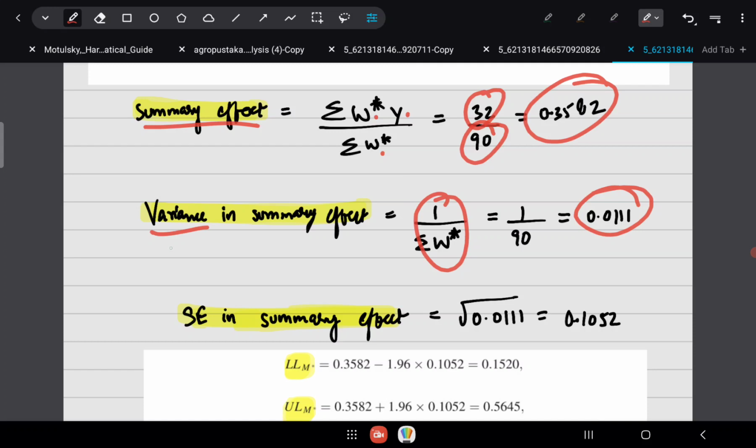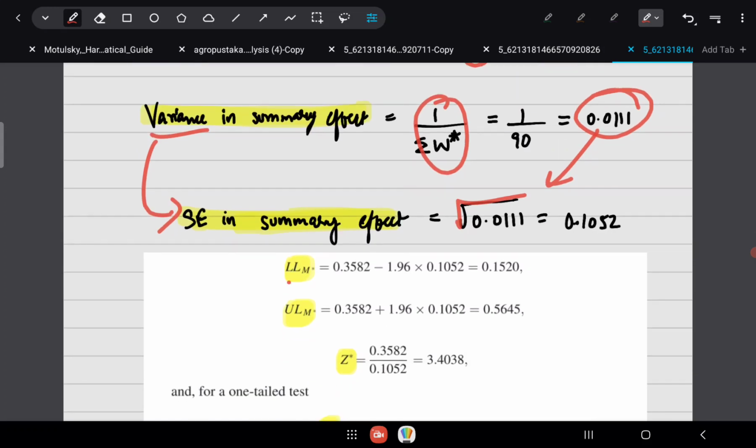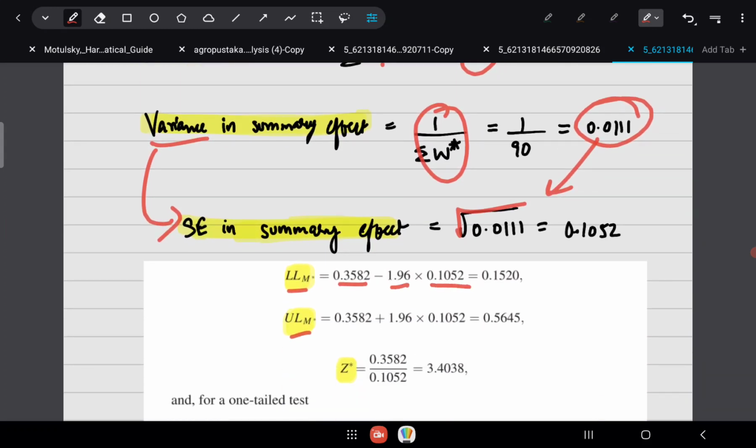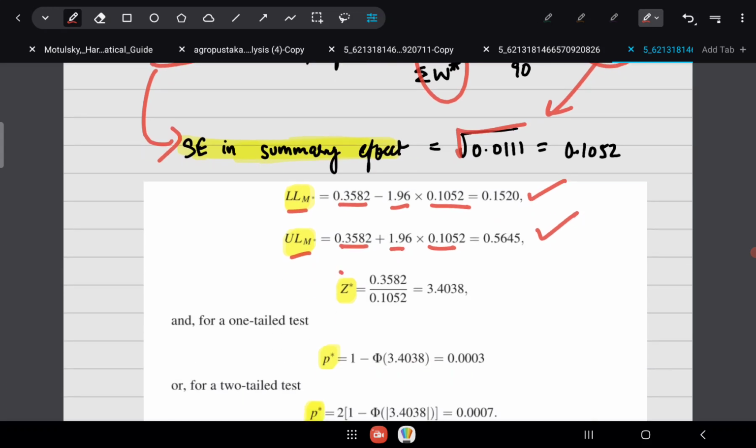Then you can convert this into standard error: take the square root of this, and you will get the standard error. Then you can calculate the lower limit and upper limit of the summary effect. The lower limit will be the summary effect, which is 0.382, minus 1.96 times the standard error. The upper limit will be the summary effect plus 1.96 times the standard error. So you now have these upper and lower limits.